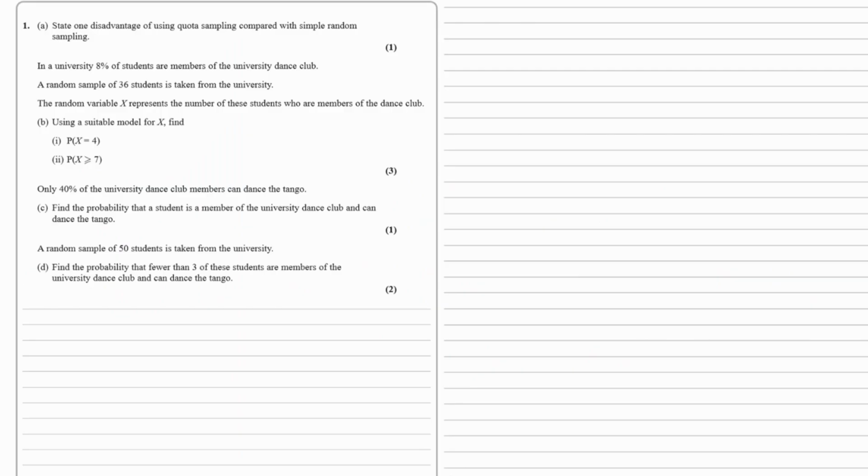Question 1. State one disadvantage of using quota sampling compared with simple random sampling. So for part A, we can say that it is very likely to be biased.